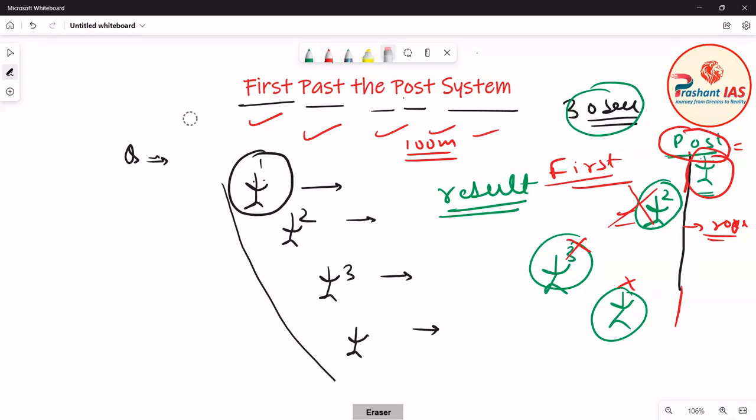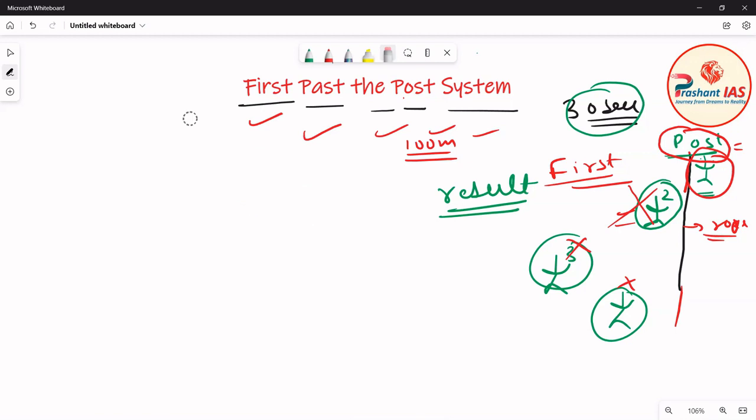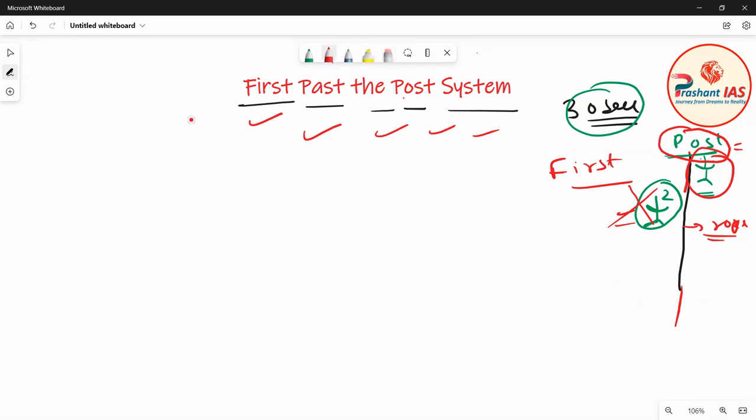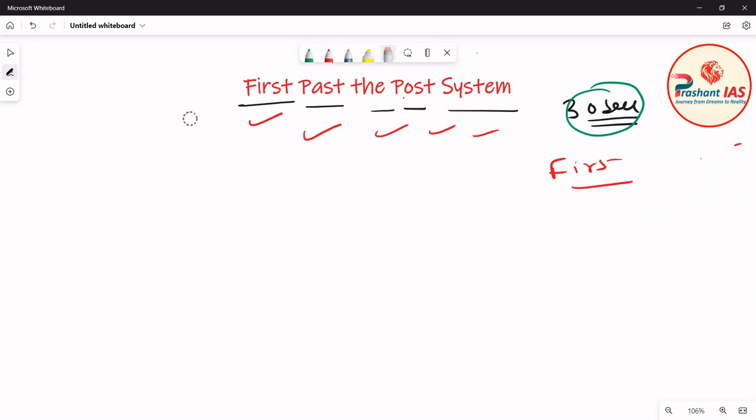Now this is regarding the race, but how does this work in an election? So now I will explain how this entire thing works in the election, how the candidate who crosses the post first wins the election. So now let us see.